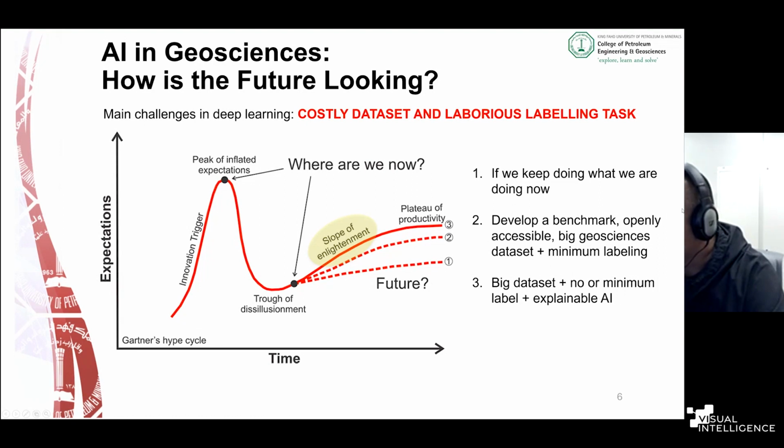So then my work really tries to focus on the second and the third parts here, where we really try to focus on how we can work with developing a data set, an openly accessible data set, not necessarily a real data set. That's why I'm using GANs here, and also with minimum labeling. And then later on, we try to also look into the explainability of our model.